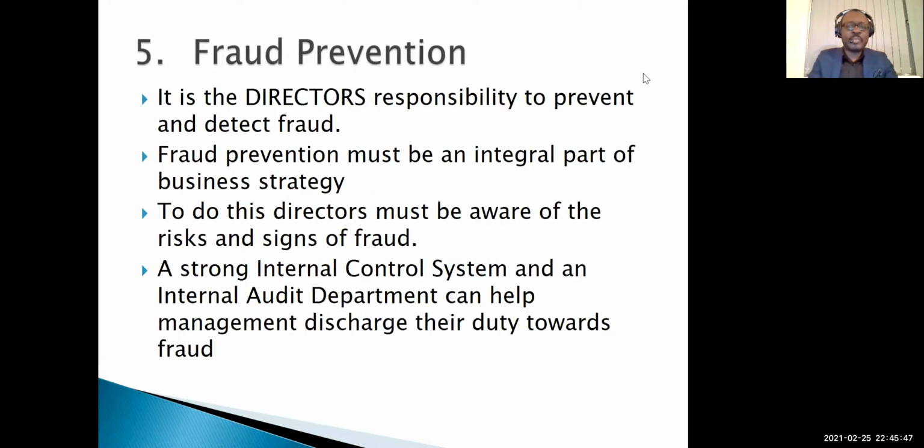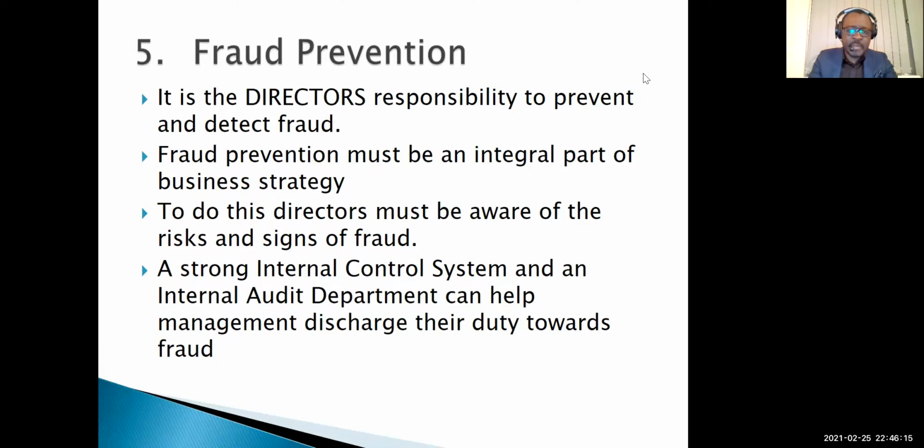All right. Fraud prevention. It is the director's responsibility to detect and prevent fraud, not the auditor. Fraud prevention must be an integral part of the business strategy. To do this, directors must be aware of the risks and signs of fraud. So there should always be strong internal control systems, very key. And the internal audit function should also be charged with the responsibility to detect fraud. So that is very key.